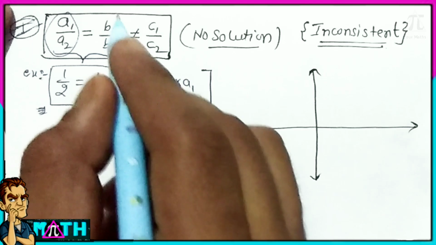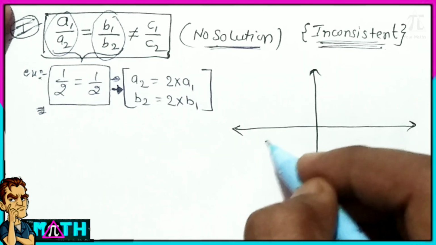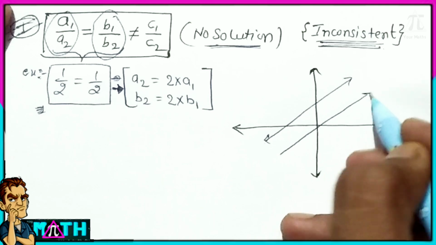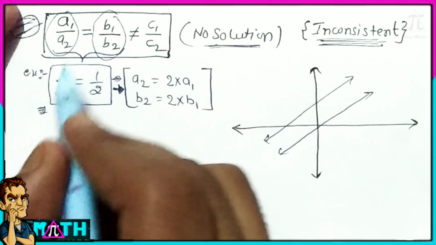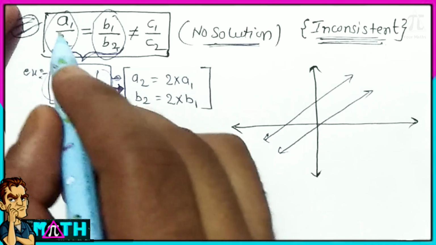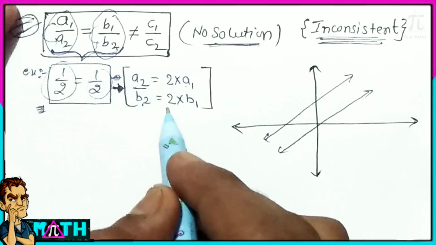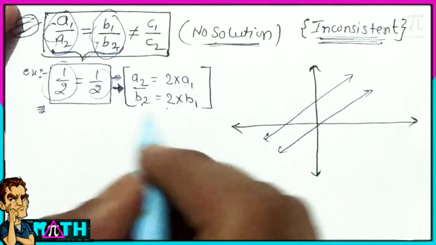Now let us discuss the inconsistent criteria of a pair of linear equations in two variables. In this, two parallel lines are formed, therefore no solution exists as they never intersect. In this, a1 by a2 is equal to b1 by b2, let's say it's 1 by 2 is equal to 1 by 2, and in this a2 is equal to double of a1 and b2 is equal to double of b1.